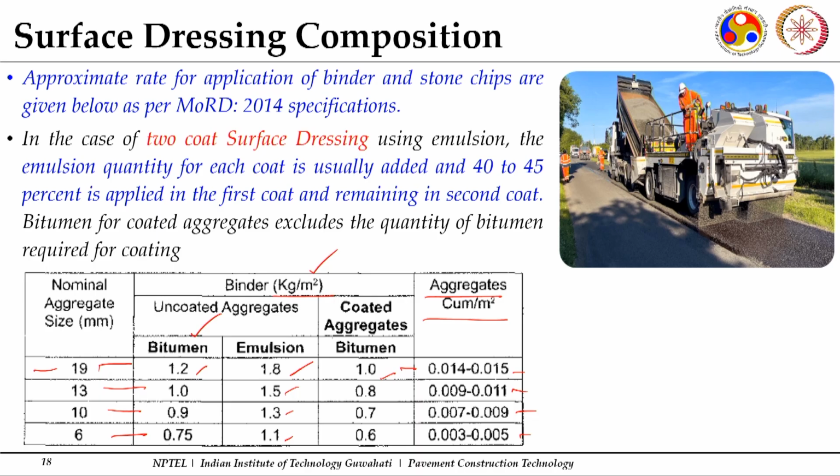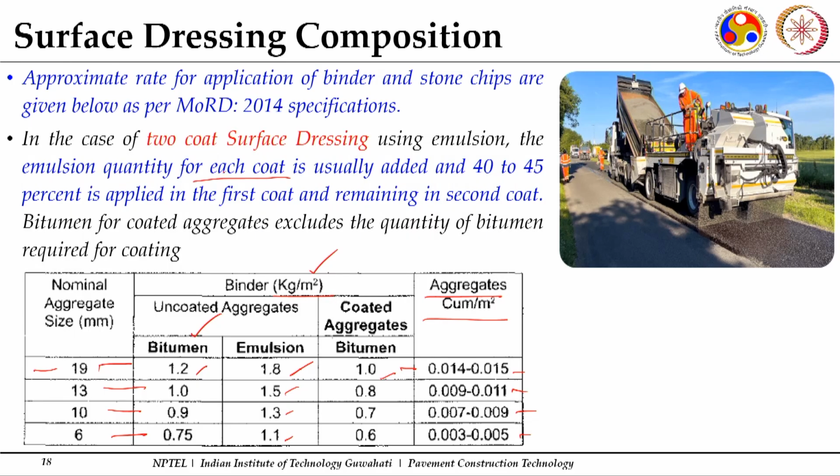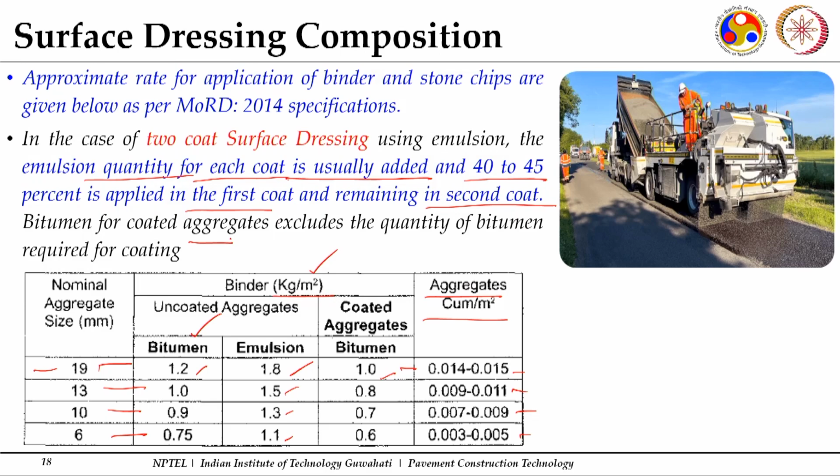Now, as I mentioned, when we are doing this construction in 2 coats, if I am using, say, emulsion, the total quantity of emulsion required for these 2 coats is added, and preferably 40 to 45% is applied in the first coat and the rest in the next one, so that we want the upper one to become more impermeable. This is gained by experience. This bitumen quantity excludes the quantity of bitumen required for coating. Yes, this is what is mentioned here.